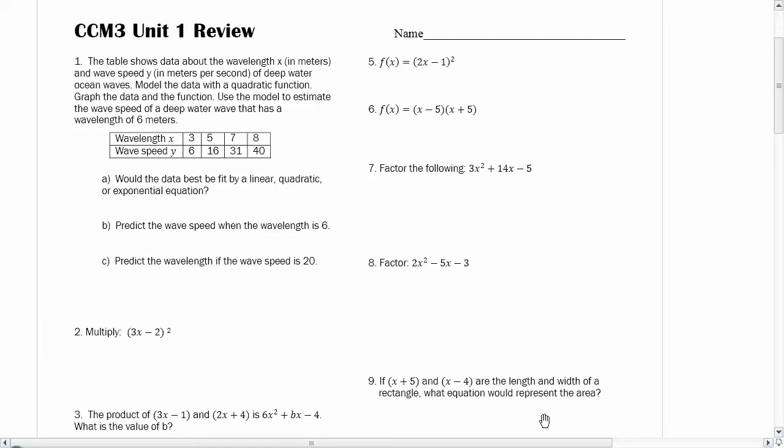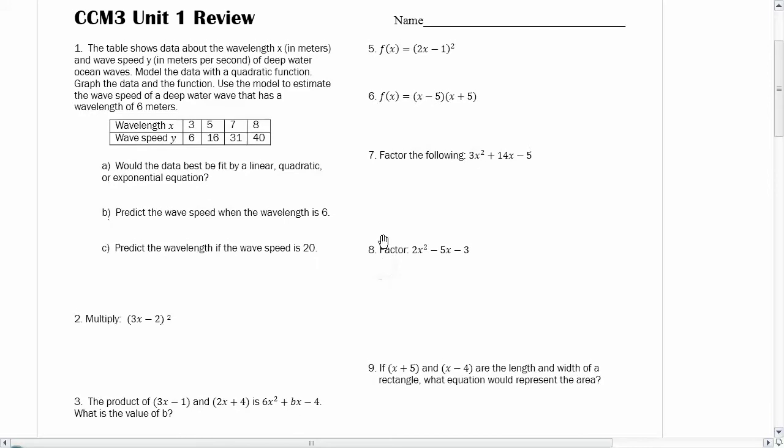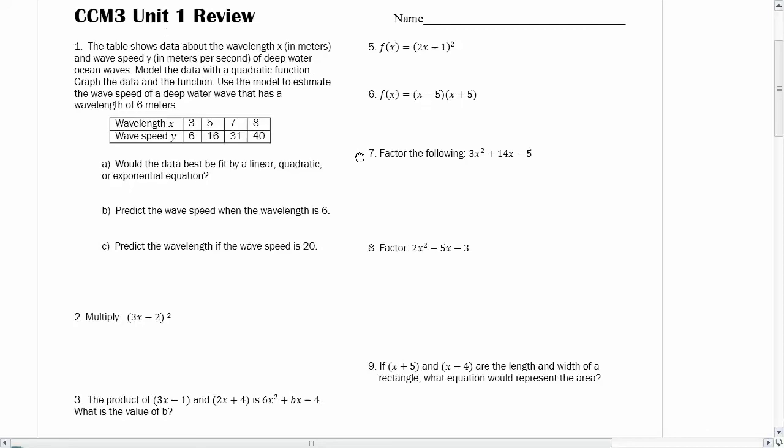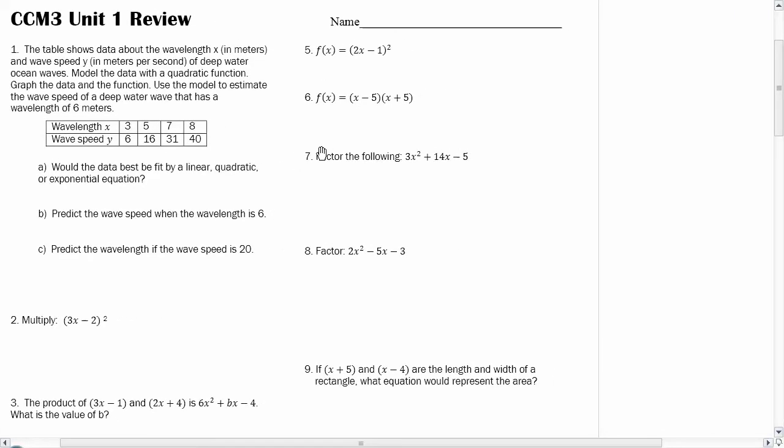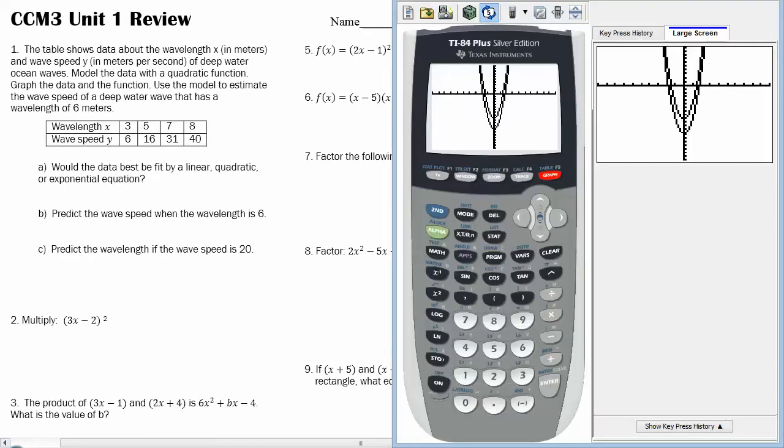Okay, so I'm going to be going through a bunch of this review sheet, whether you're going through it for the first time or referring back to it as you study for the test or for the Math 3 final. Either one, okay? Starting off, we're going to be doing some quadratic regression.